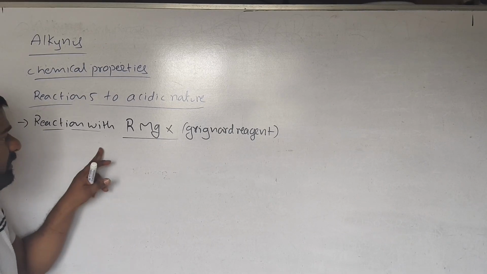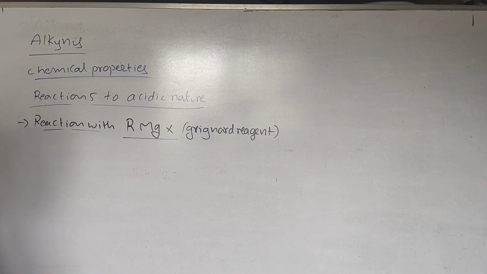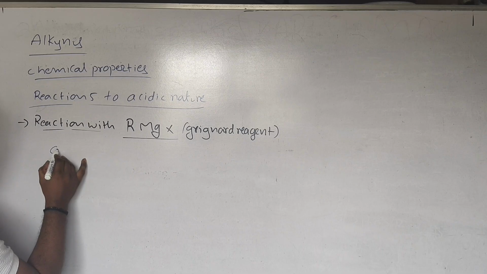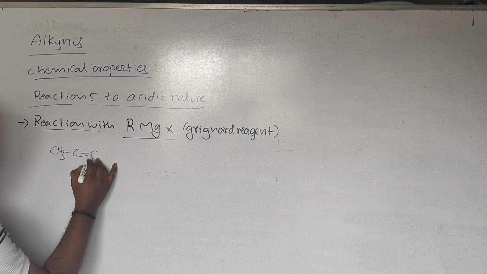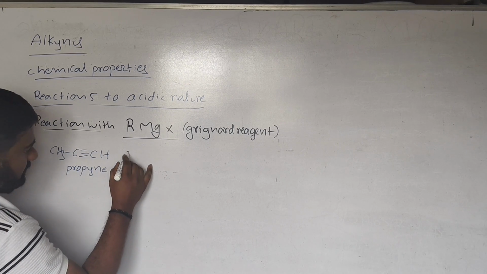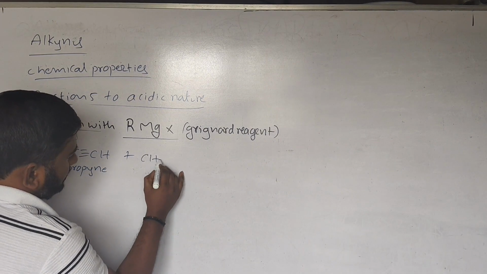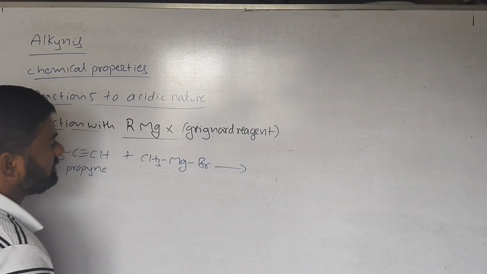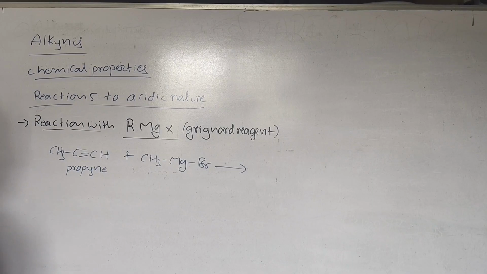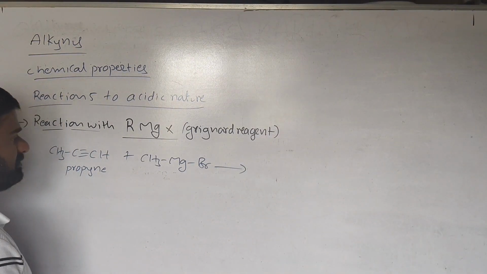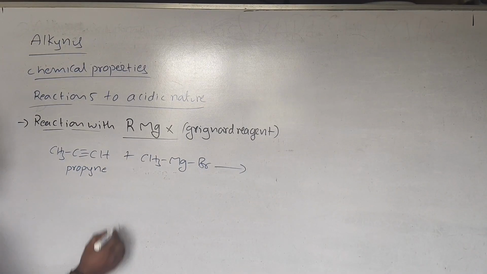Next one, reaction with the Grignard reagent. These also indicate the acidic nature of alkynes. So take an alkyne containing acidic hydrogen, suppose CH3 C triple bond CH. This is propyne. Propyne reacts with CH3 MgBr. RMgX is called a Grignard reagent, where R means alkyl group, Mg, and X means halogen. So CH3 MgBr reacts with propyne, which has an acidic hydrogen.